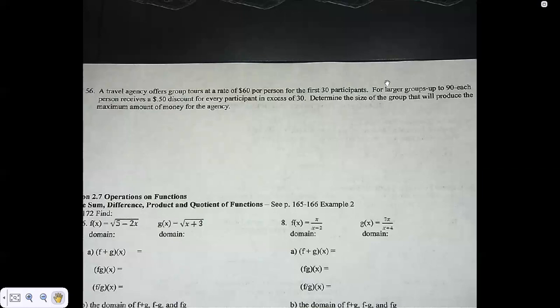So if just 30 people sign up, then everybody pays $60, there's no discount. But if 31 people show up, how much of a discount do you get? 50 cents, and everybody gets that 50 cent discount. If 40 people show up, how many is that in excess of 30? 10. And so 10 50-cent discounts is how much total discount? $5. All right. So I'm just making sure I understand the problem before I start using variables.